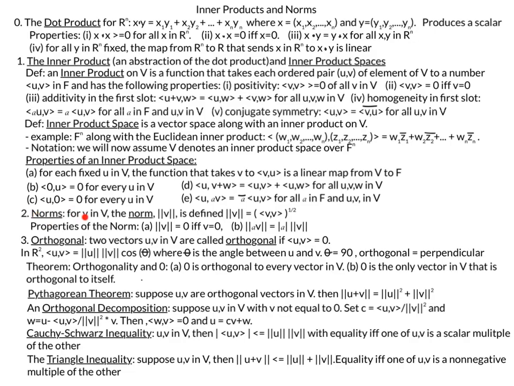So a norm for a vector v in our vector space is denoted with these double bars, and it's defined as the square root of the inner product of the vector v with itself. Properties of the norm include that the norm of v is equal to 0 if and only if v is the 0 vector, and 2, we can pull out a scalar. So the norm of a scalar alpha times a vector v is equal to the absolute value of alpha times the norm of v. Next, we will talk about orthogonality, which you have probably seen some of in vector calculus.